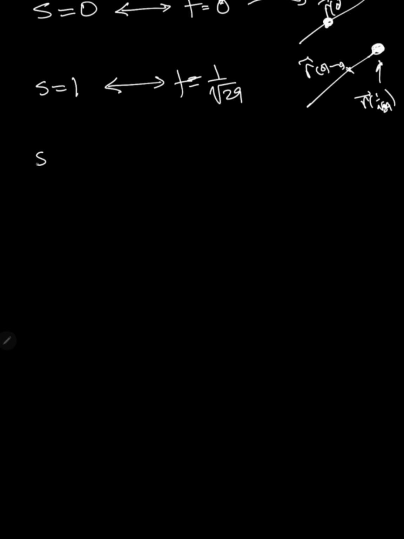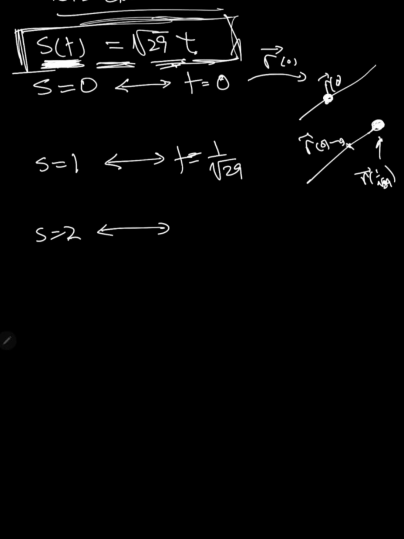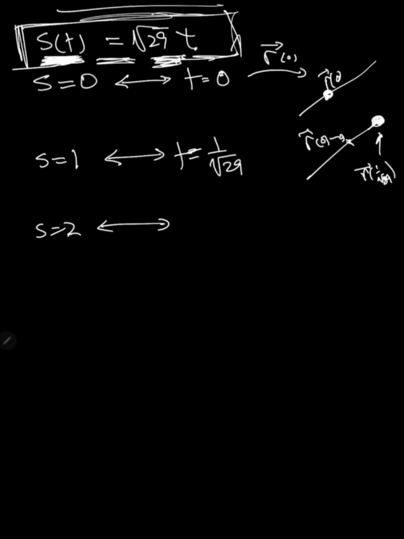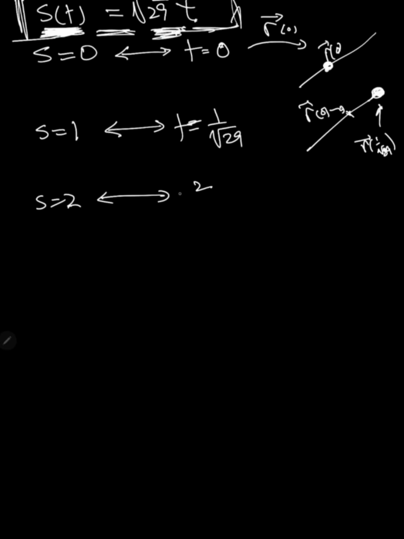Now s equals 2. So again, we're kind of going backwards. If I have the output 2, the left-hand side is 2, what was the input? It was 2 over root 29. And again, if we plot this, we had started out here, then we moved to here, and now we're here. So we had traveled in this direction.